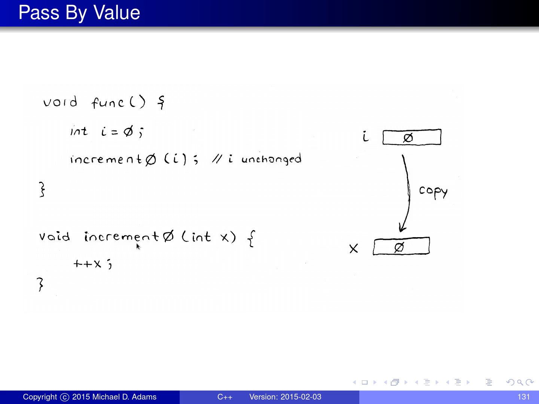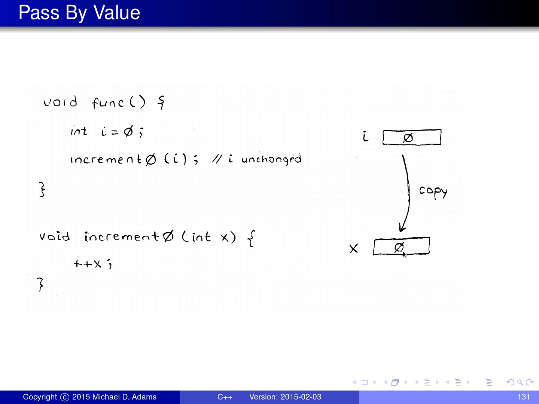Then inside the increment 0 function, when we say plus plus x, in other words, when we're incrementing x, the variable that we're incrementing is this local copy. In other words, we're incrementing this variable x, so it will be incremented from 0 to 1. So x will then have the value of 1 stored in it.